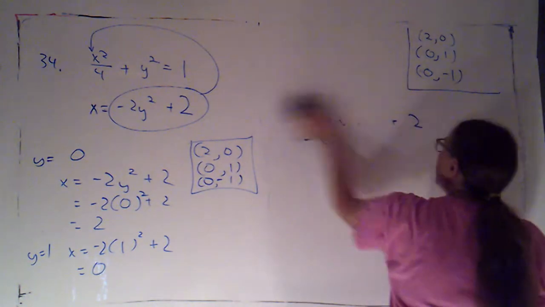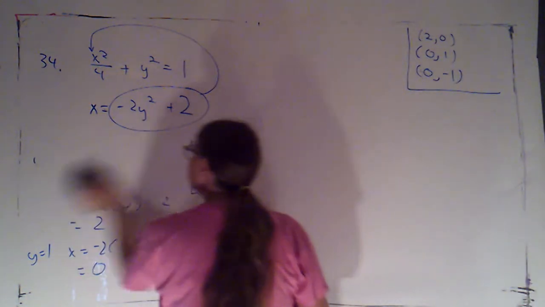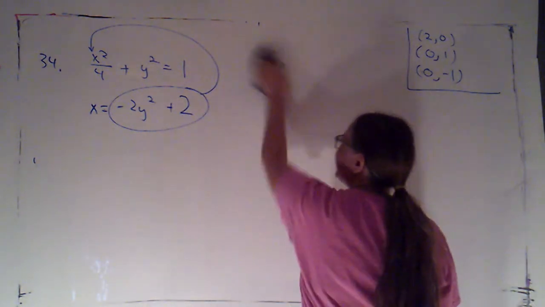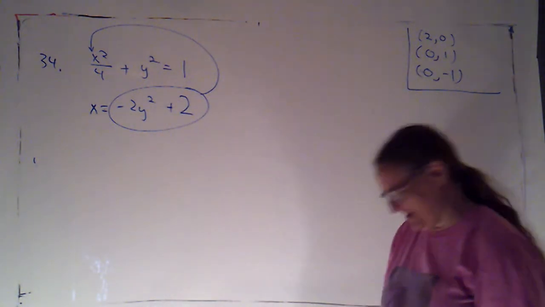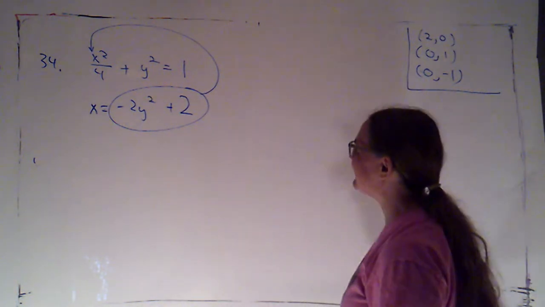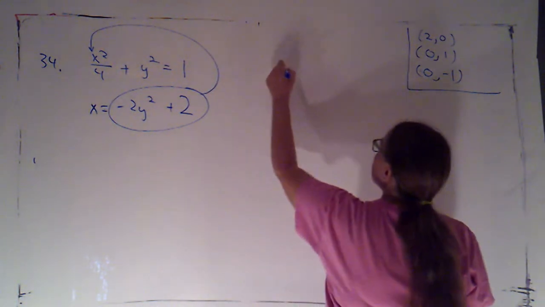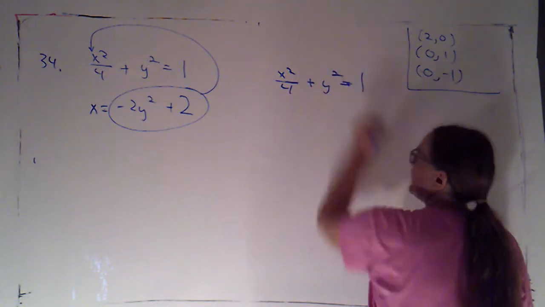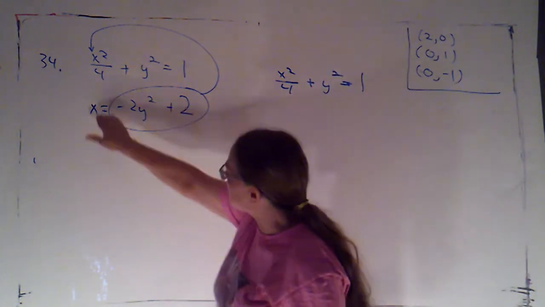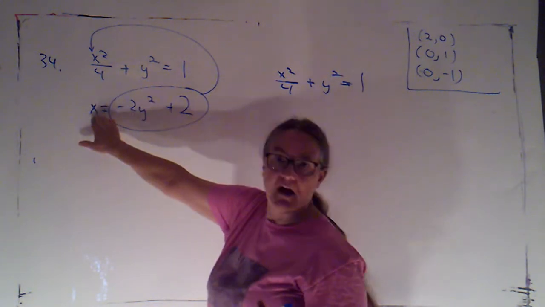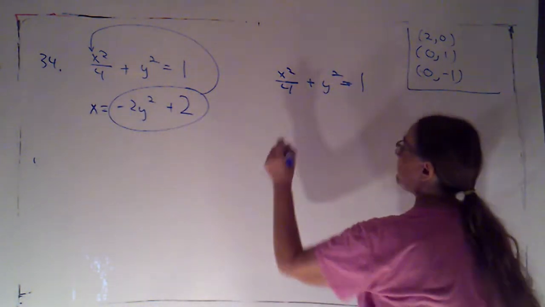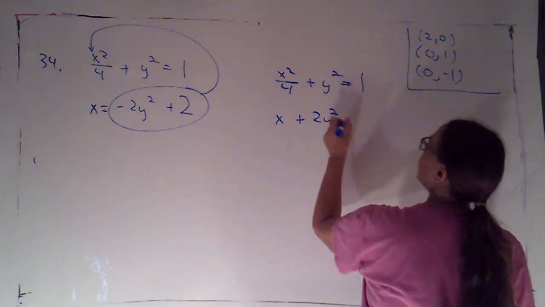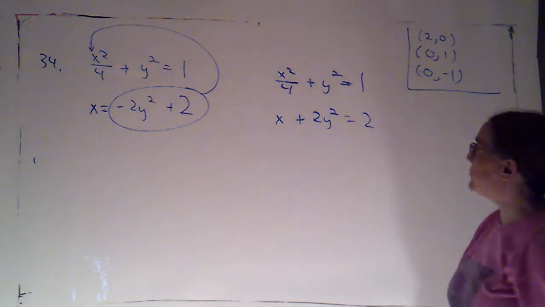We said that this one could be done using elimination or addition. Can use those words interchangeably, using the other method, which our book calls addition, instead. So this was x squared over 4 plus y squared equals 1. I'm going to just move those y squareds over to the other side. So I'm going to add those over. So it would be x plus 2y squared is equal to 2.